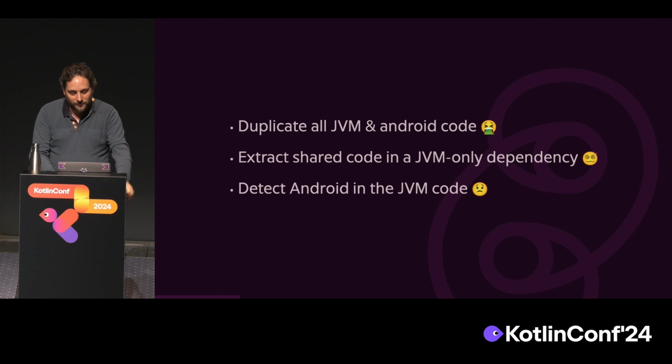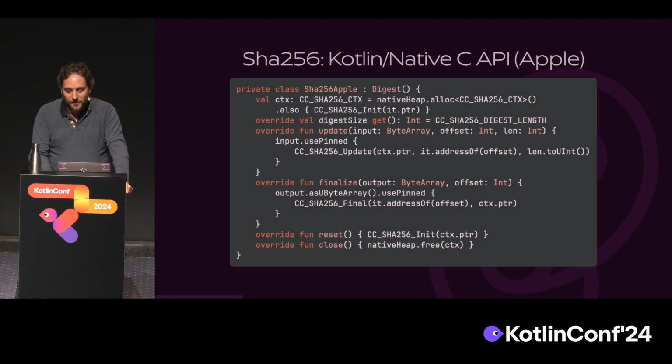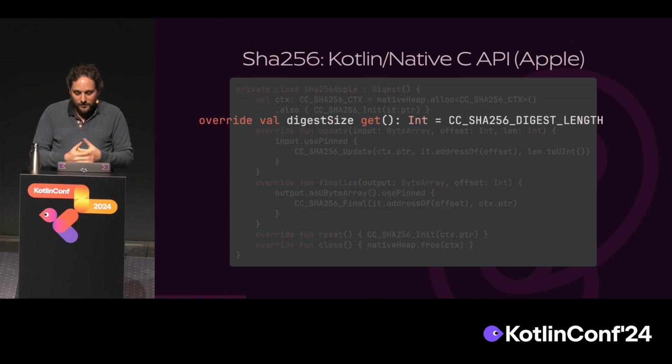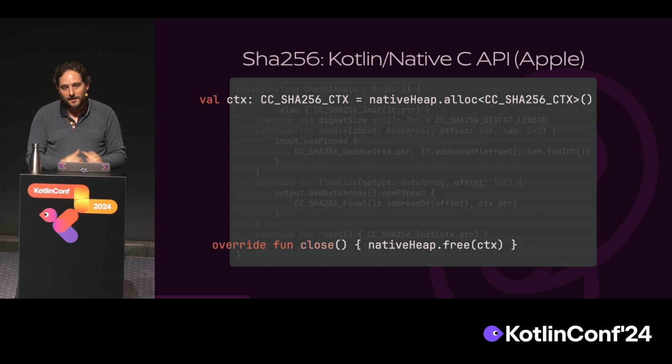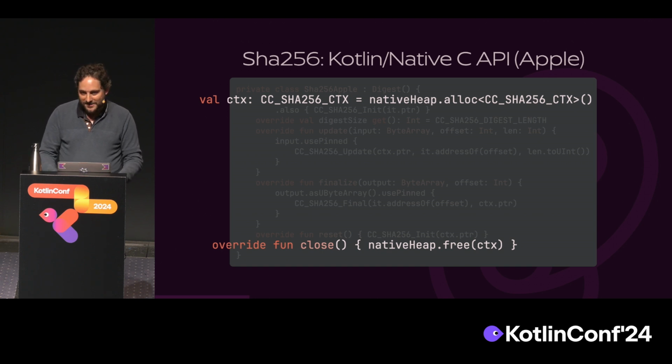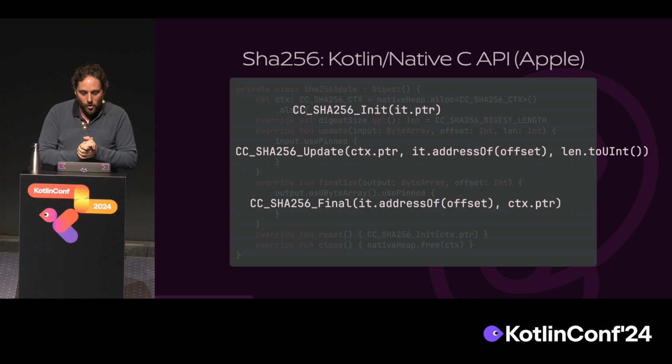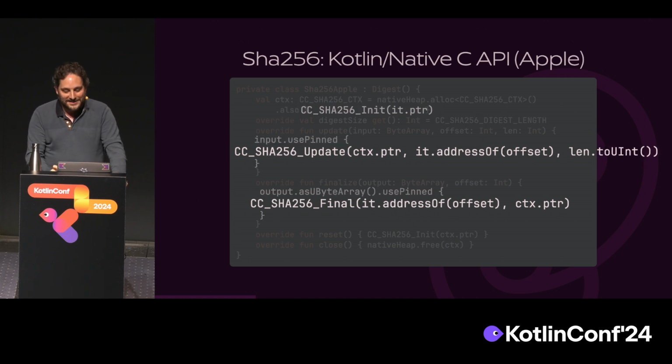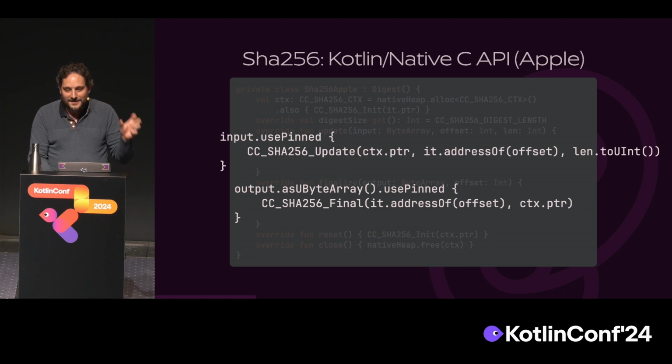Okay, you've defined that, and now let's talk about using a C API in Kotlin Native. So here's the example of how you would do that with the Apple API. With Kotlin Native, you can access C constants, you can allocate and free memory on the native heap, and you can also simply call C functions. So here, for example, I access the native memory that's underlying my byte array, and I pass that as a pointer to C functions.